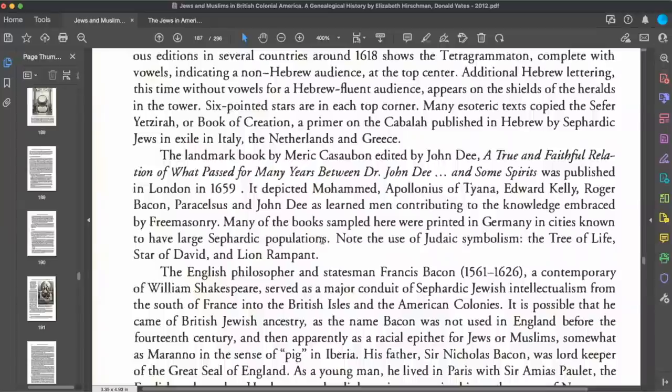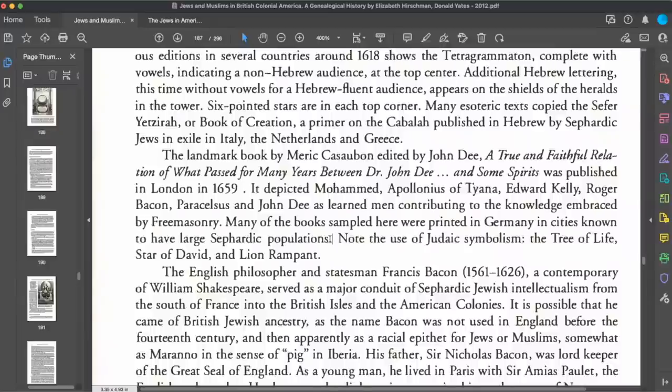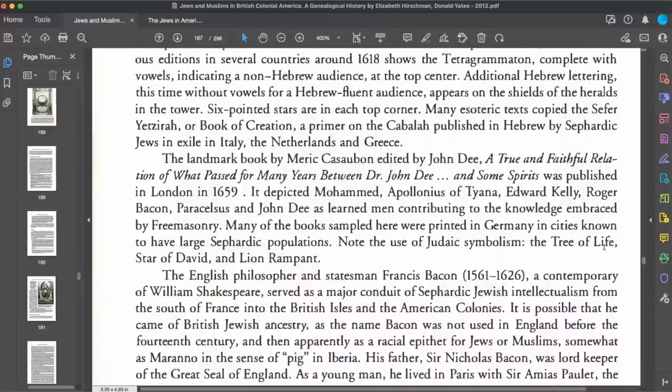But of course, a lot of this also includes some Israelites that had mixed with these people, becoming so-called Sephardic Jews or Sephardic populations, right? In these towns and cities and all across Europe, they were spreading what they learned in their Hellenistic occupational periods with the Greeks, when they were getting occupied and Christianized, right? With their Hellenistic Hermetic teachings. Note the use of Judaic symbolism: the Tree of Life, Star of David, and Lion Rampant.